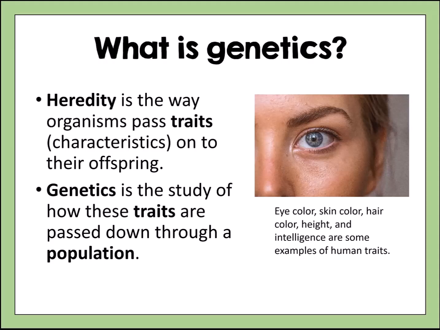So heredity is the passing down of the traits or characteristics, and genetics is the scientific study of how that occurs. In humans, eye color, skin color, hair color, height, and intelligence are some examples of genetic traits.